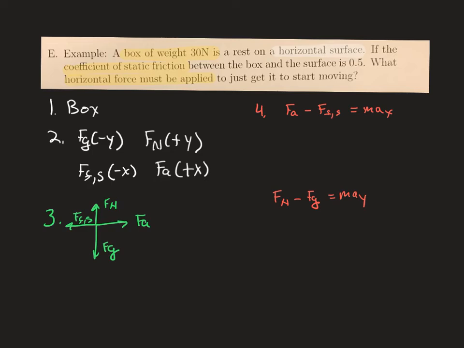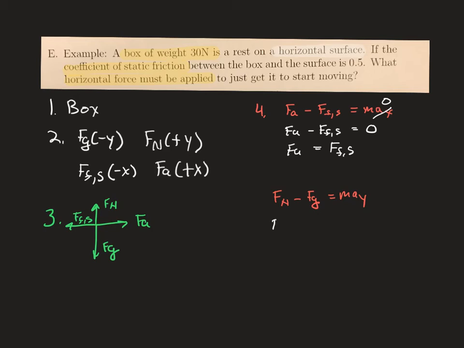So we're just trying to apply enough force to get it to start moving. That means we're initially at rest, so our acceleration in the x is 0. So force applied minus force of static friction equals 0, or force applied equals the force due to static friction. So if we can figure out what our force due to static friction is, we can find what the force applied is. We can't go any further with this, so let's look at our y direction equation.